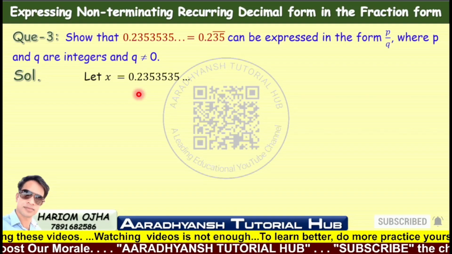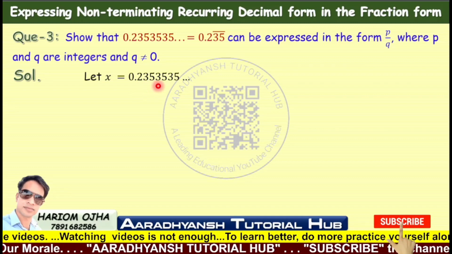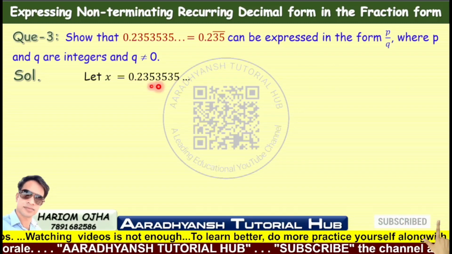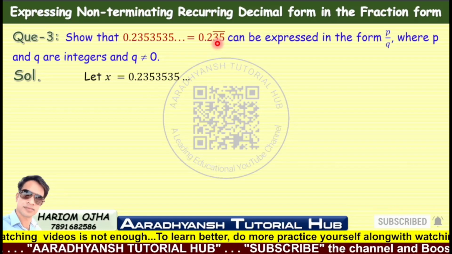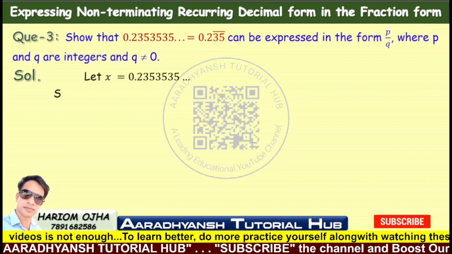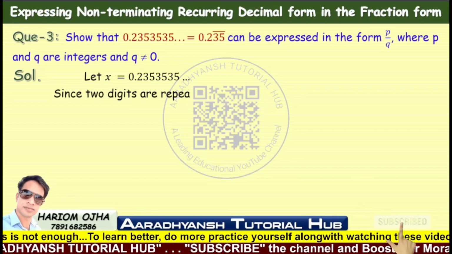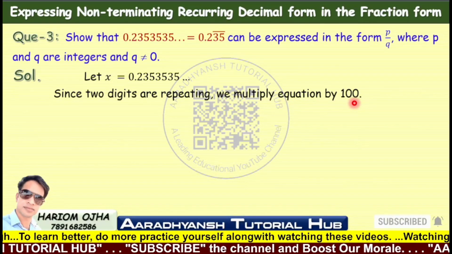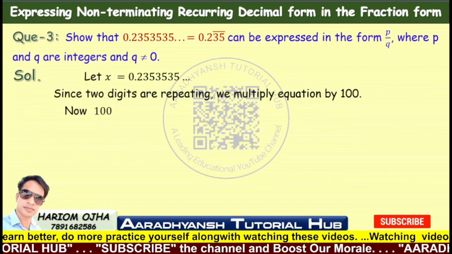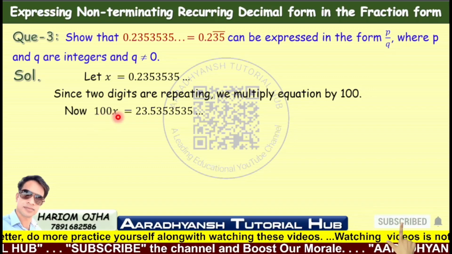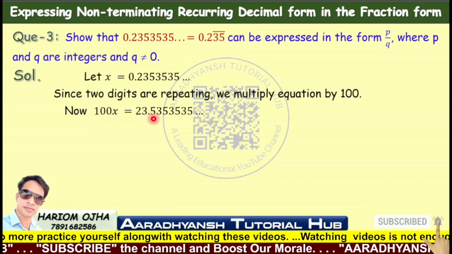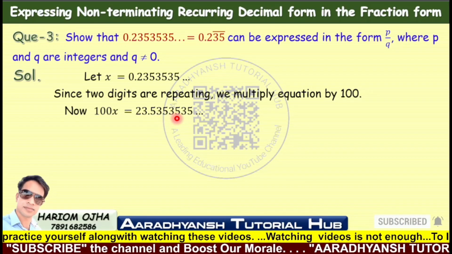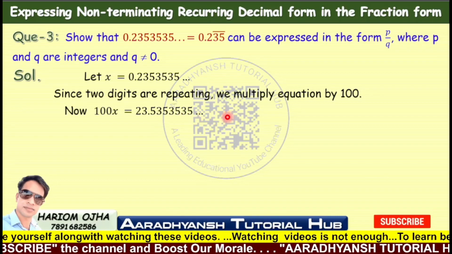Let x equal to 0.2353535. Here the bar is over 2 digits, so we have to multiply it by 100. Since 2 digits are repeating, we multiply the equation by 100, and we will get 100x equal to 23.5353535 and so on.